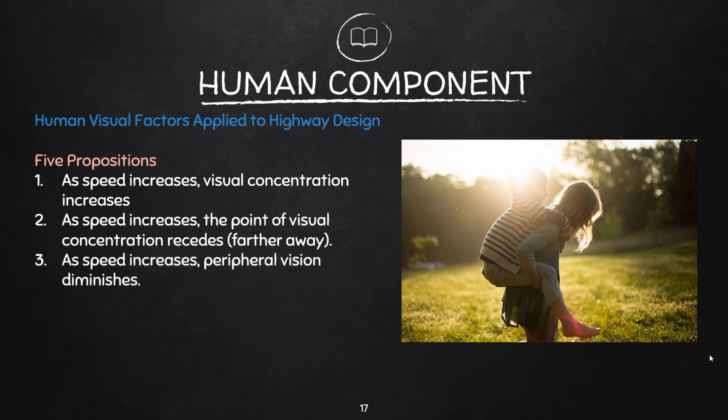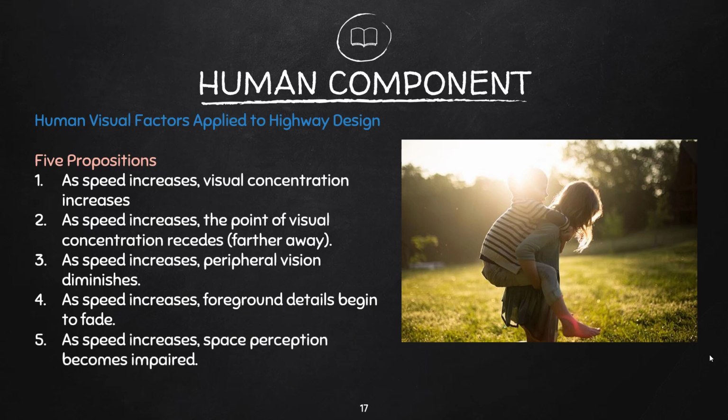As speed increases, peripheral vision diminishes. So this means that the peripheral vision, or the angle of the cone of peripheral vision, decreases. So we usually focus na lang dun sa ating foveal cone of vision. As speed increases, foreground details begin to fade. As speed increases, space perception becomes impaired. So here are some propositions.